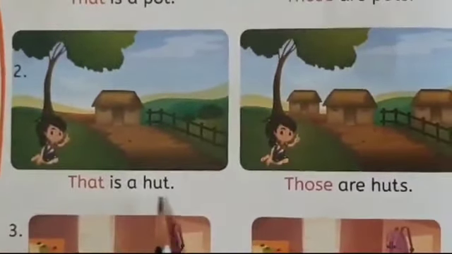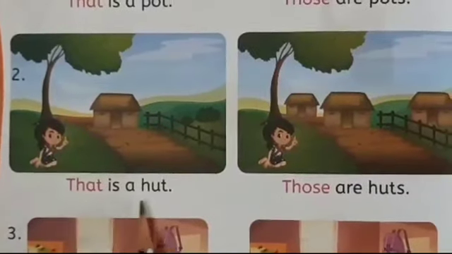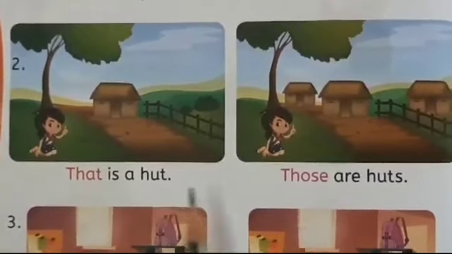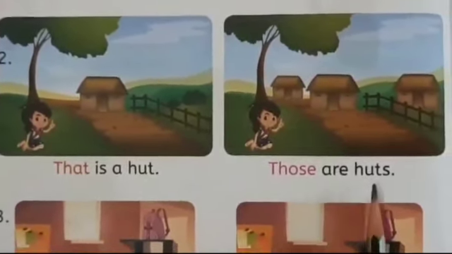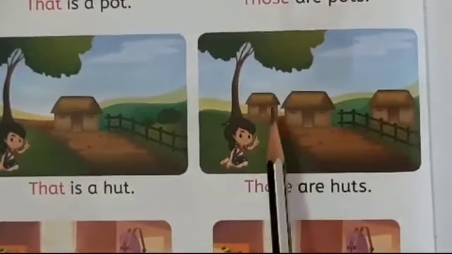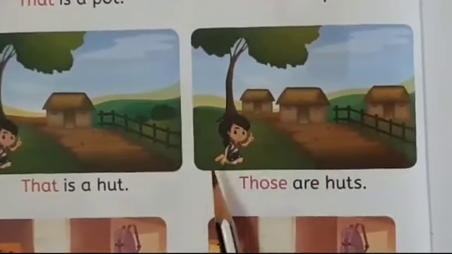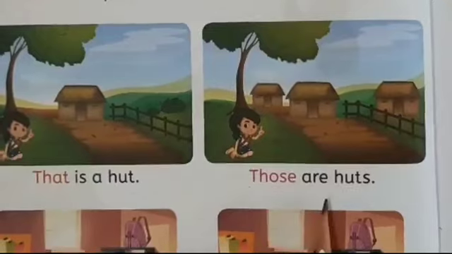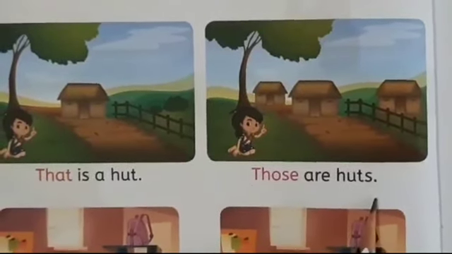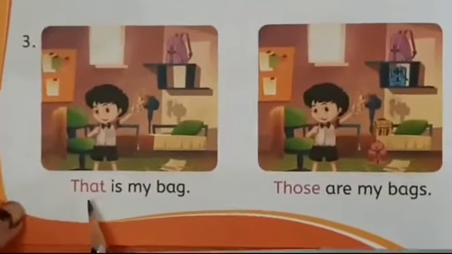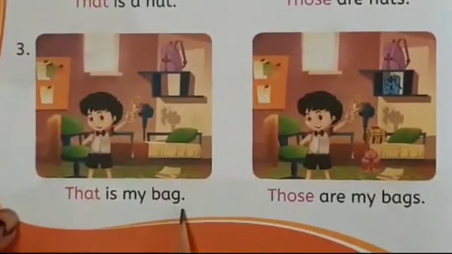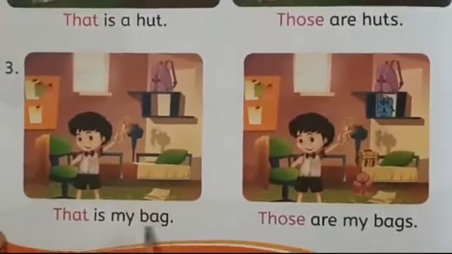That is a hut. That is a hut. Those are huts. There are more huts. Okay. So she says, those are huts. Clear children? Then next example. That is my bag. That is my bag.